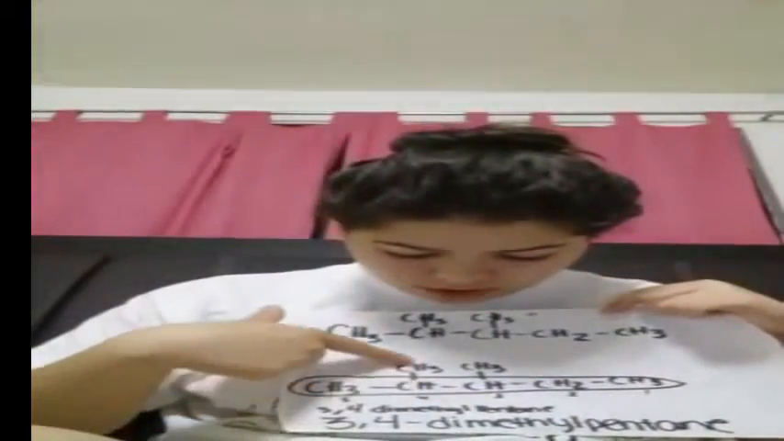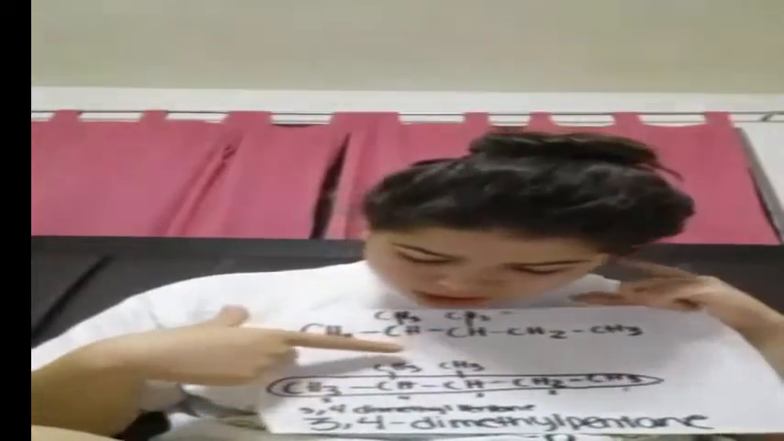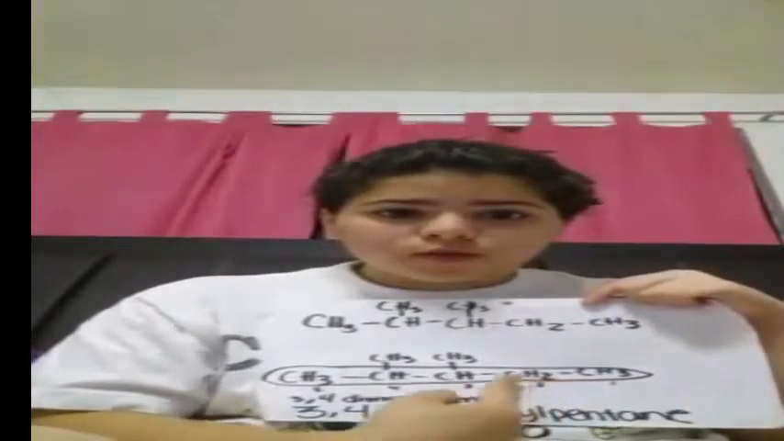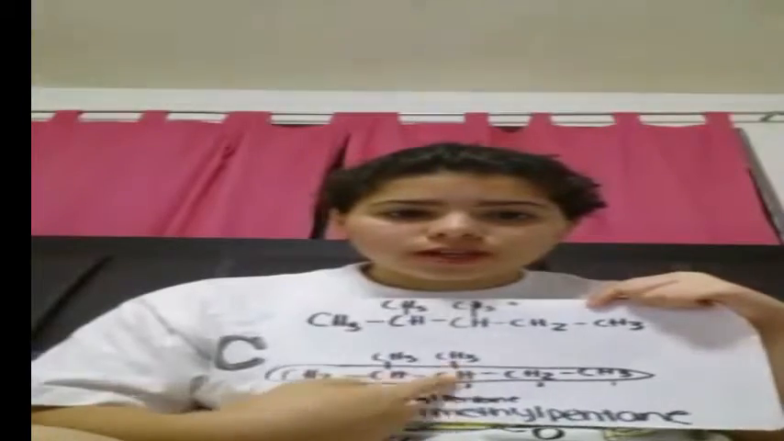And we have 1 and 2. And we have 2, to number the chains on the end. 1, 2, 3, 4, 5. The first one is in the 3, the second one is in the 4. So it will be 3,4-dimethyl, because we have 2 of 1, pentane, because the larger chain has 5 carbons.